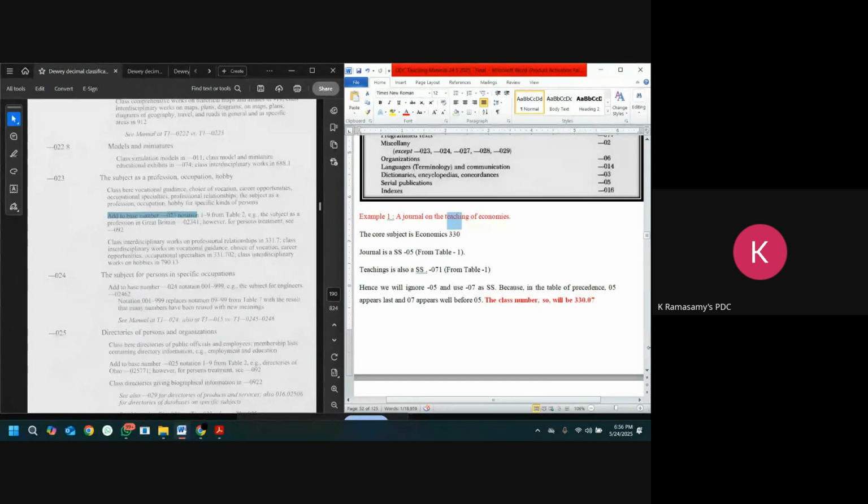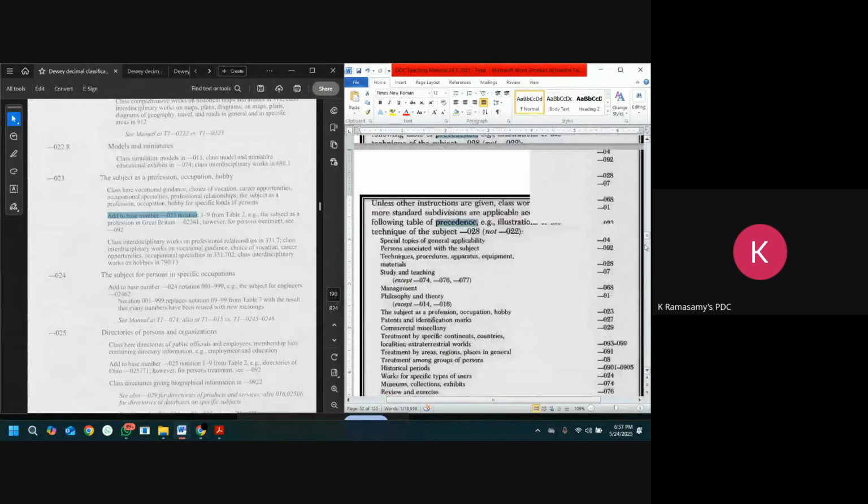The question comes here. How can I add 2 standard subdivisions to a single DDC number? It is not possible in DDC to add 2 standard subdivisions. You have to choose any one, and whatever one you choose, that is to be added to the main number. Okay. And out of these 2, 05 is there, 071 is there, which is to be chosen.